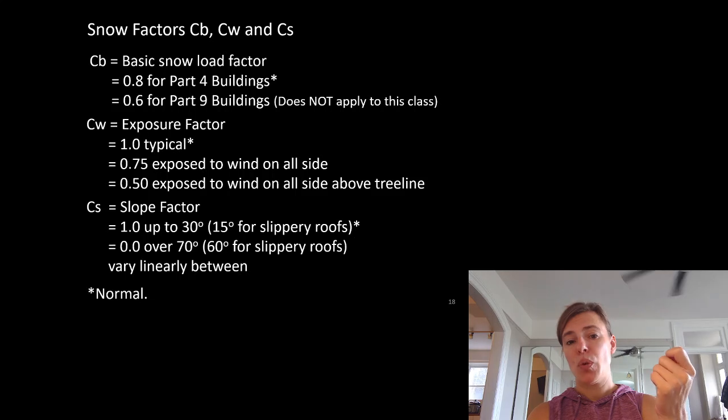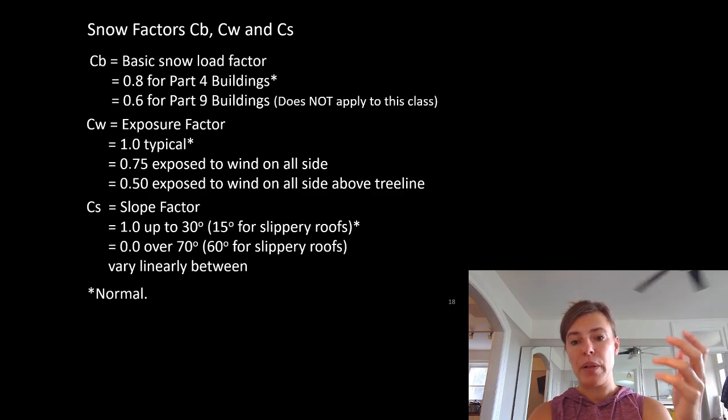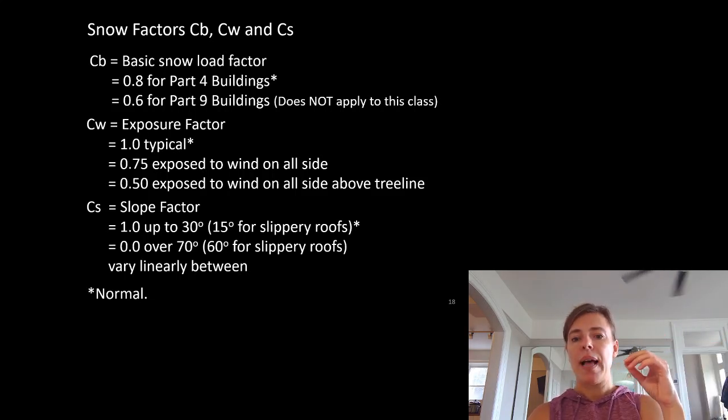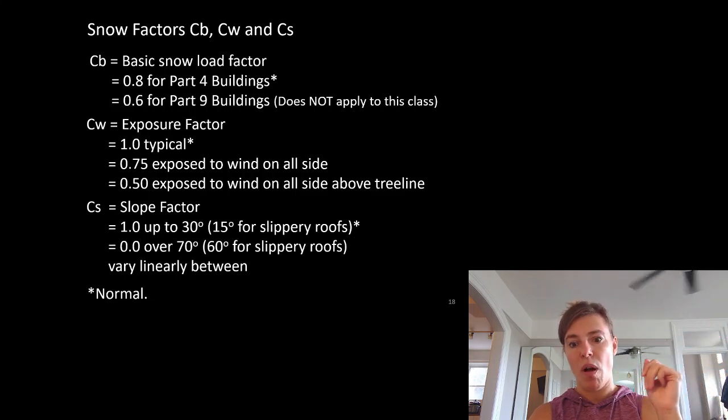0.5 is if it's exposed to wind on all sides above the tree line. There it's slightly more probable. You could have something remote where you could imagine it would be very easy for wind to blow the snow off the top of the roof.